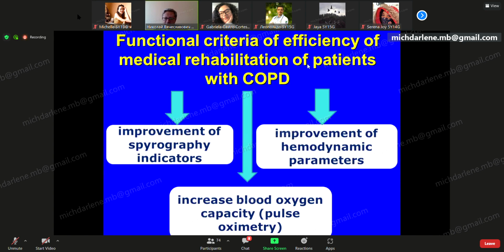Functional criteria of medical rehabilitation efficiency of these persons with COPD. Of course, we should estimate spirography indicators. Which spirography indicators? The most informative is the so-called Tiffeneau index, or ratio between volume for the first second of expiration to forced vital capacity of patients. Improvement of some hemodynamic parameters, such as heart rate, such as systolic blood pressure. And of course, we will try to increase blood oxygen capacity, which we can measure by pulse oximetry.